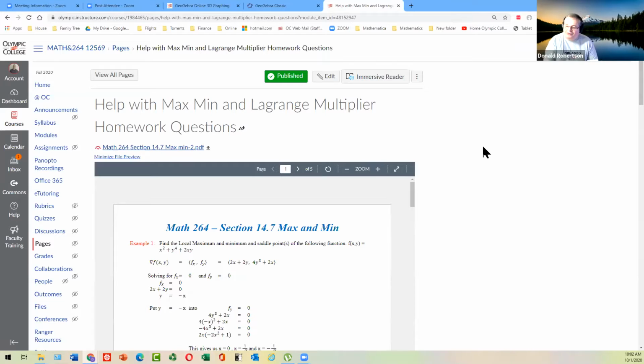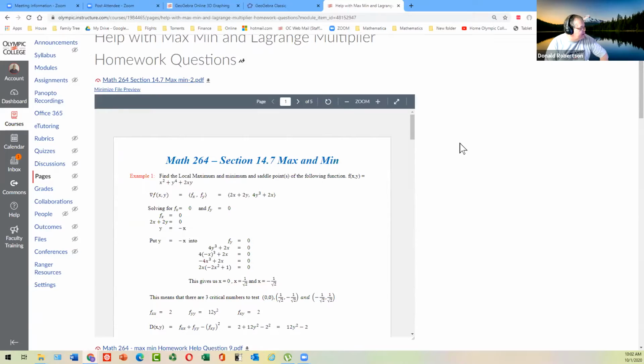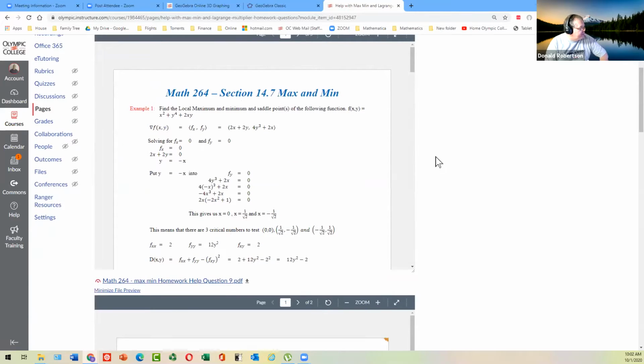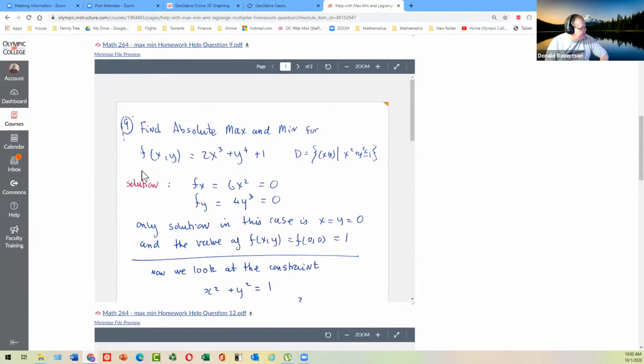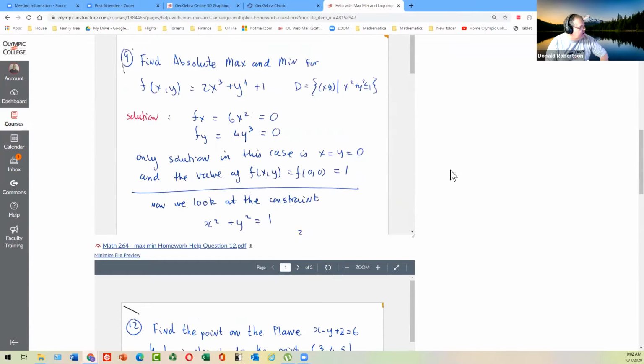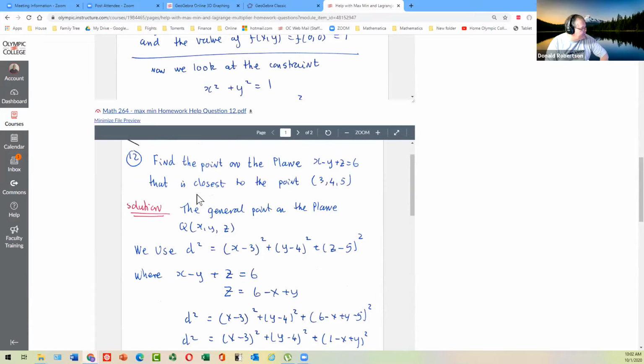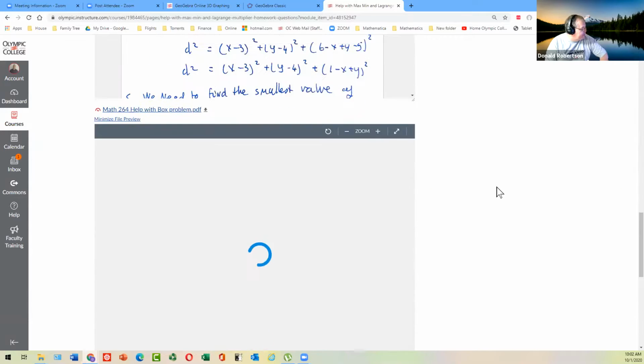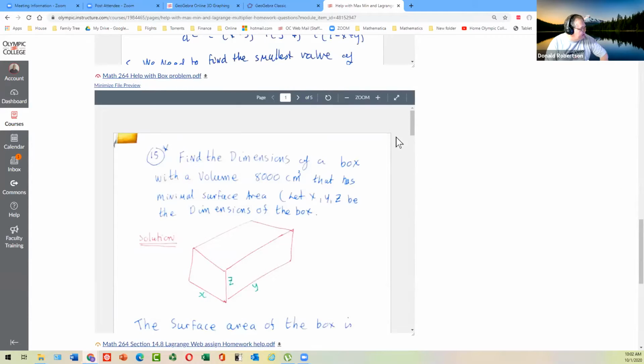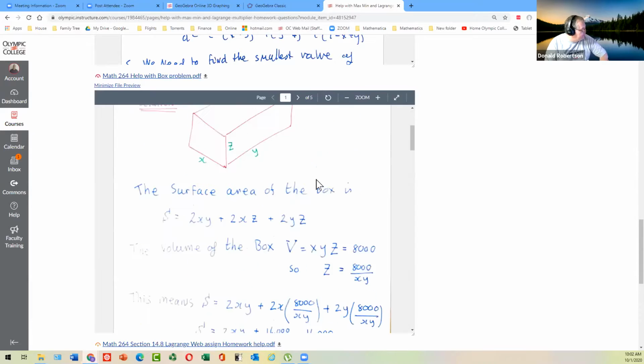You may or may not be seeing this, so I'll just tell you what you will see when you go in. It's basically some PDFs I put together. This one is on finding max and mins. This particular one is where I've worked through question 9. This is max and mins when there's a constraint. Question 12 is a closest point. And question 15 is to do with finding the minimum surface area for a box.